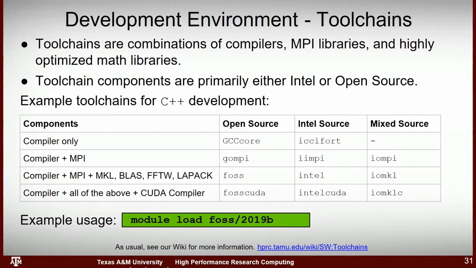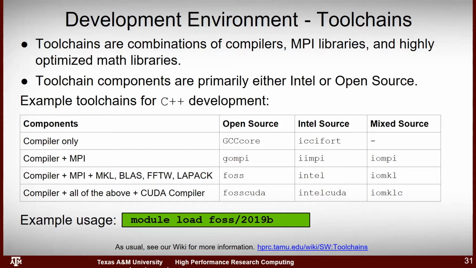So we saw an example of a tool chain, and now I'm going to talk a little bit more about tool chains. Show you some more examples basically. So tool chains are combinations of compilers, MPI libraries, and highly optimized math libraries.